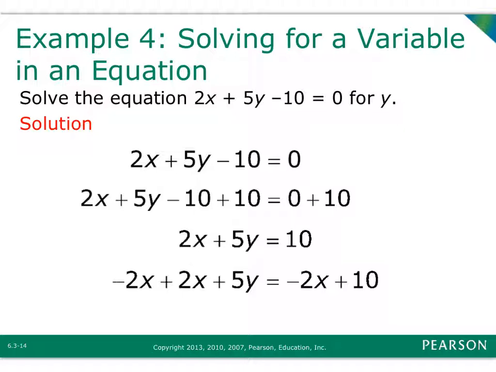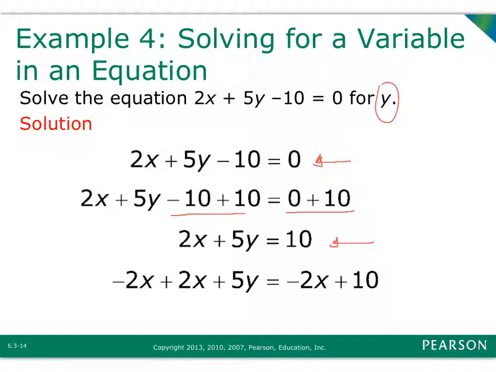So in this example, we want to solve the equation 2x plus 5y minus 10 equals 0, and we want to solve it for y. So the first step is, here's our original equation, and now we are going to add 10 to both sides of the equation. What that does is it moves 10 from the left-hand side of the equation to the right-hand side. Now we have the equation 2x plus 5y is equal to 10.